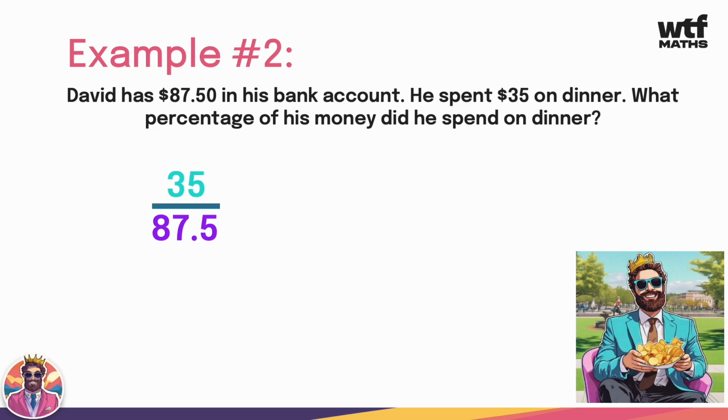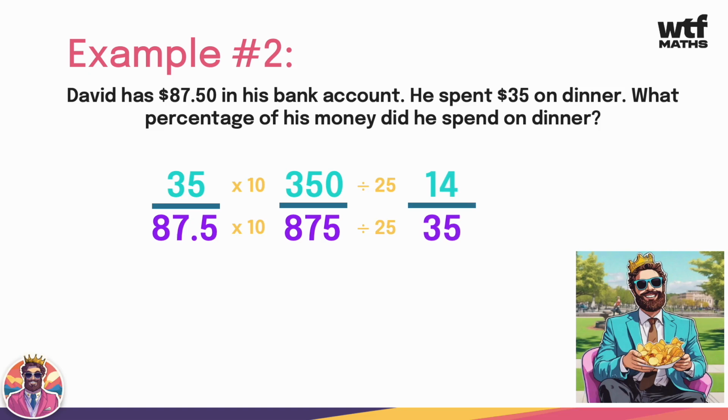Now, we don't like this fraction because it's got a decimal in it. So what I suggest we do is we times the top and bottom by 10 until that decimal isn't there. So we've timesed it by 10 and we get 350 out of 875. So there's no more decimals. I'm trying to work out any number that goes into the top and the bottom. I'm going to try to divide by 25. This leaves me with 14 out of 35.